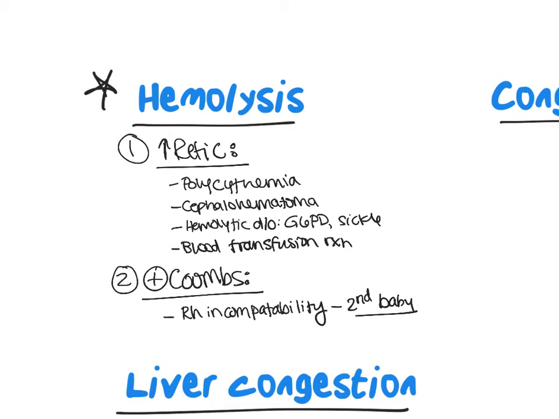The second one is ABO blood type incompatibility. So a mom with blood type O typically will have antibodies against either A or B blood type. So if you have an infant who has either A or B blood type, mom's antibodies will attack those red blood cells and cause hemolysis.